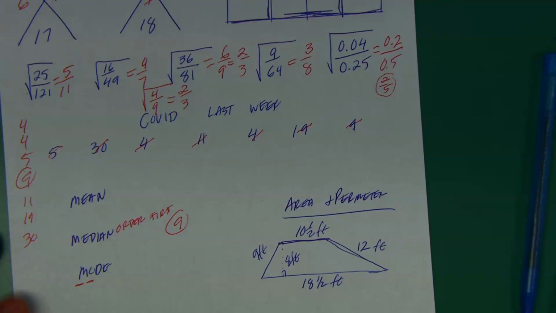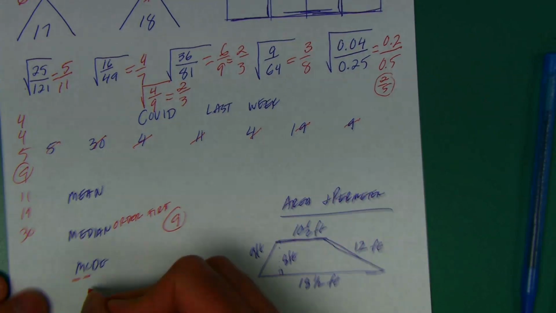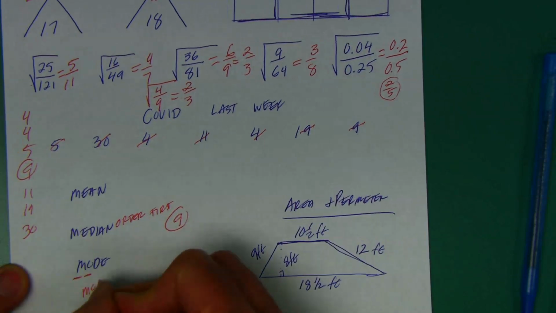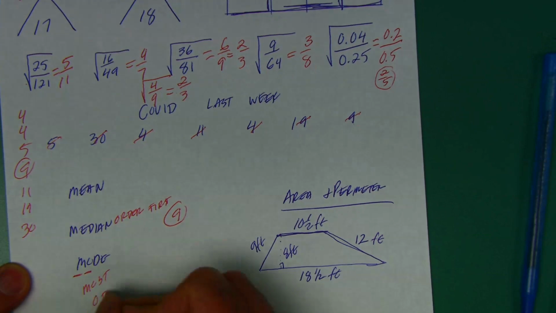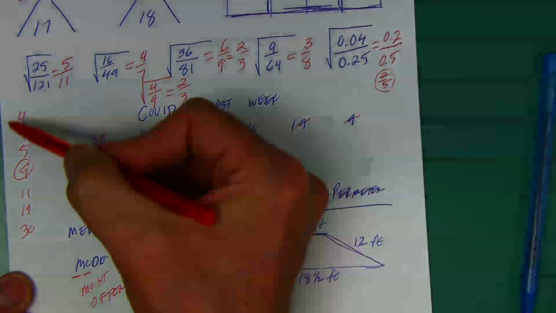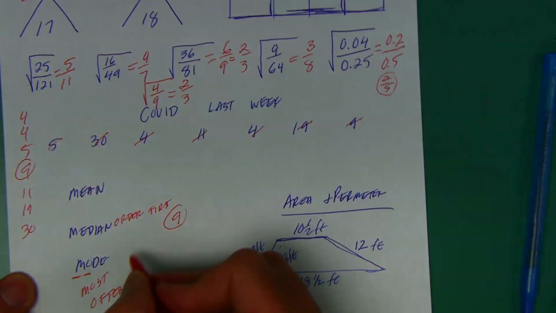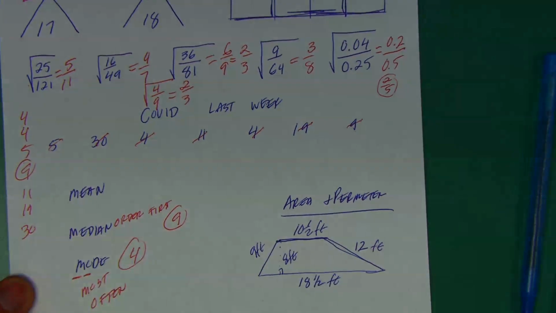That's the wrong answer. What 2 letters are most important in the word mode? The M and the O, I underline it for you because they stand for most often. Do any of these happen more often than others? Well, when I put them in order, it becomes obvious. Hey, I got 2 4s there, huh? So 4 would be the mode in that group.